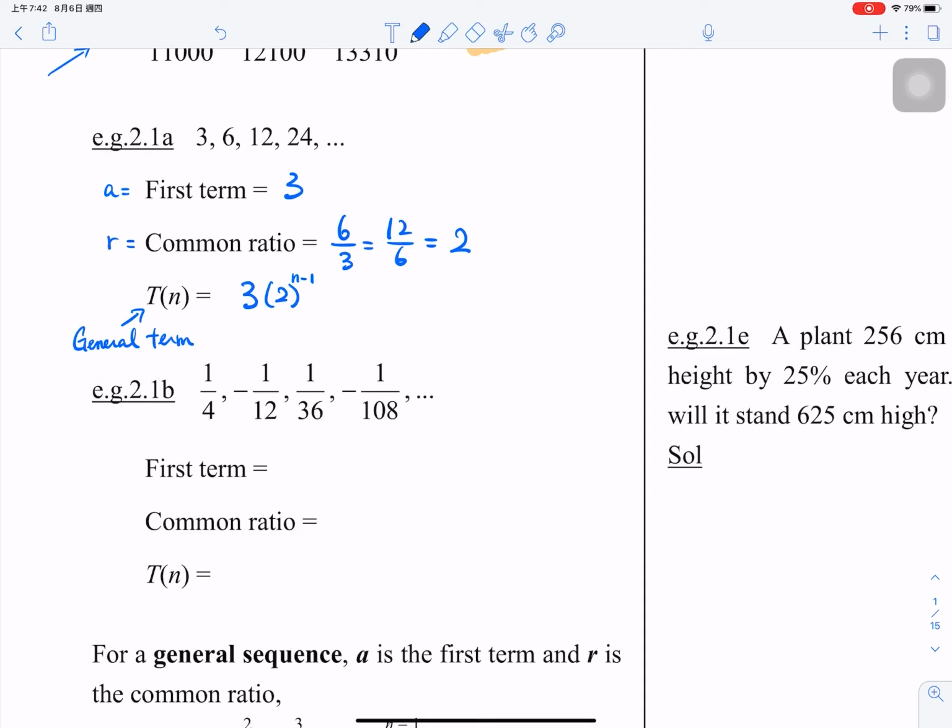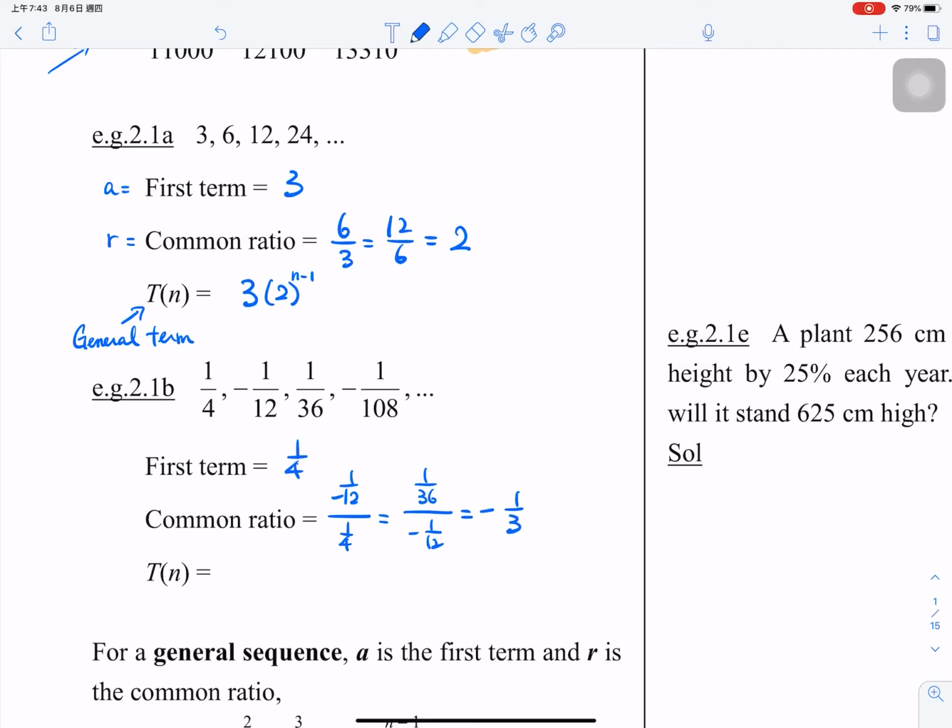2.1b, one more. The first term is 1 over 4, correct. How about the common ratio? Take the second one over the first one, and check one more, the third one over the second one. What can you find? You found that this one is negative 1 over 3. So what is the general term Tn? First term times the common ratio to the power n minus 1.